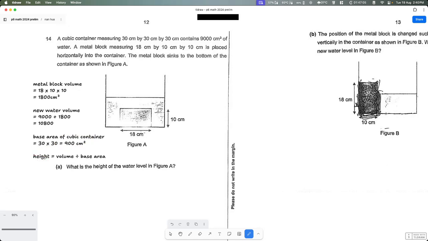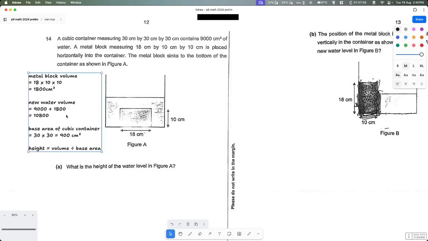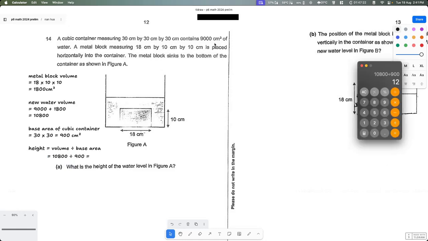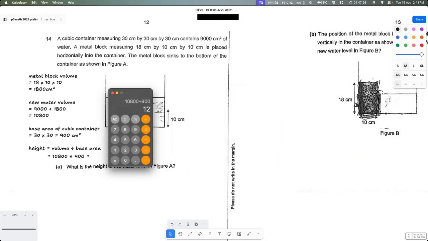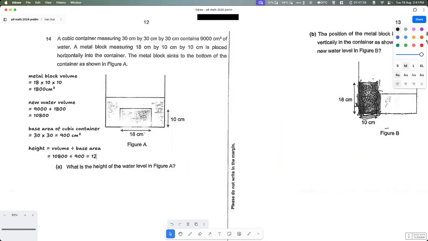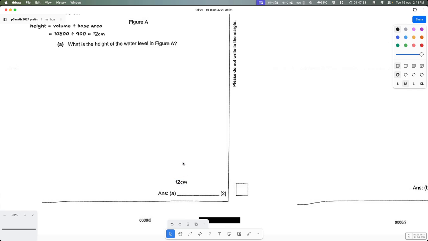So to get the height, the formula is basically volume divided by base area. In this case, the volume is 10,800, and then we divide it by the base area, which is 900. Okay, let's use our calculator. Calculator has calculated 10,800 divided by 900, which is 12. There you go. That's the answer. 12 centimeters. Okay, let's move on to the next question.